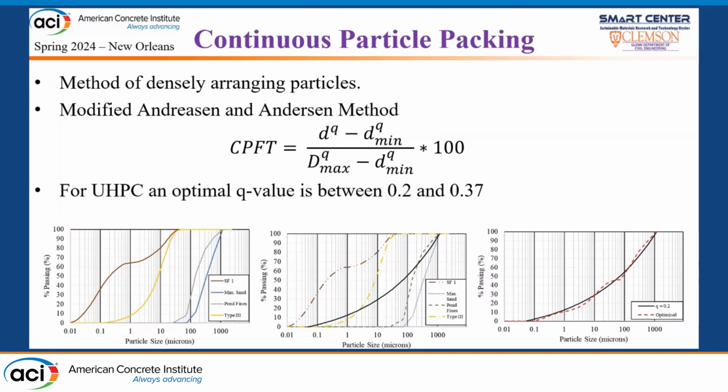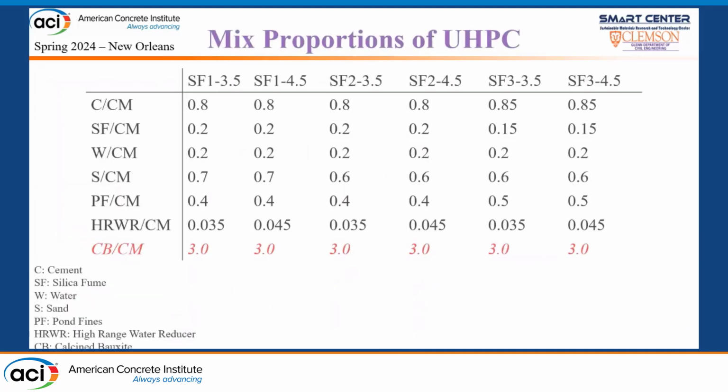We ran this for all 3 different silica fumes, and what we ultimately come up with is 6 different mixes, where we're controlling 2 variables. First one being that silica fume type, which controlled the dosage of cement, silica fume, sand, and the pond fines. Then also we did different high-range water reducer dosages at 3.5% and 4.5%, which we got from previous research that we conducted just looking at all of our background information, and this was going to achieve sufficient fluidity.